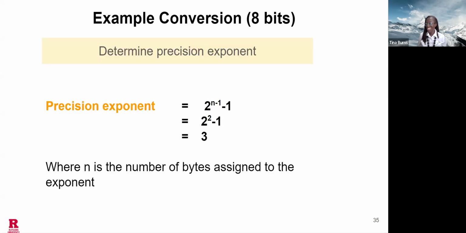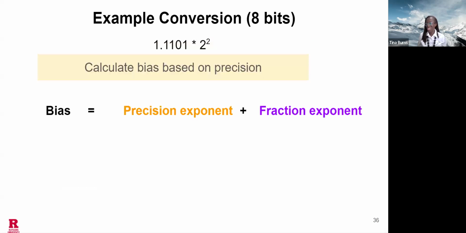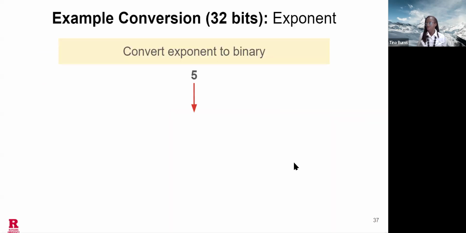I'm sorry. It's 4 minus 1, so that's 3. We didn't use that to determine our bias. So 3 plus the 2 we've already calculated up here as our fraction becomes the number that we use for our bias, and that's 5. 5, when we convert it to binary representation, is 101, right? Those are the 3 bits that go into our exponent format.